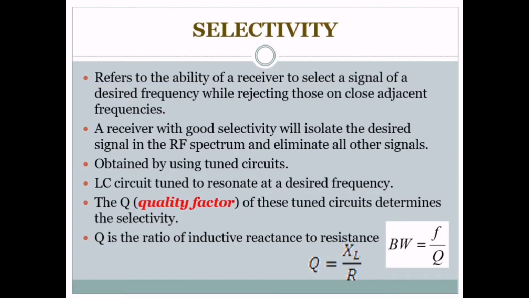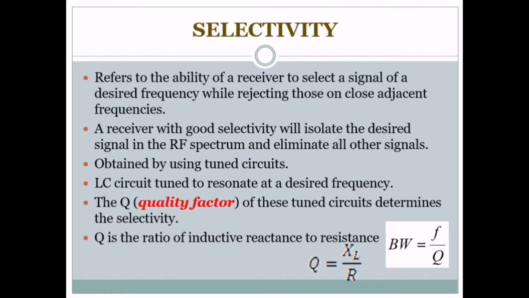Another parameter that you need to know is selectivity. Selectivity refers to the ability of a receiver to select a signal of a desired frequency while rejecting those on close adjacent frequencies. So a receiver with good selectivity will isolate the desired signal in the RF spectrum and eliminate all other signals.